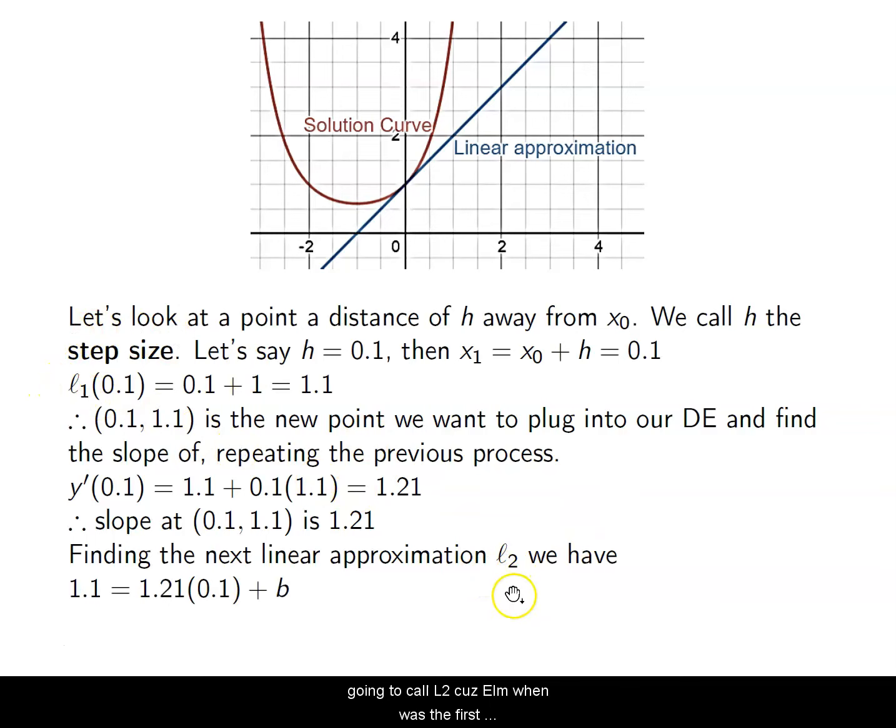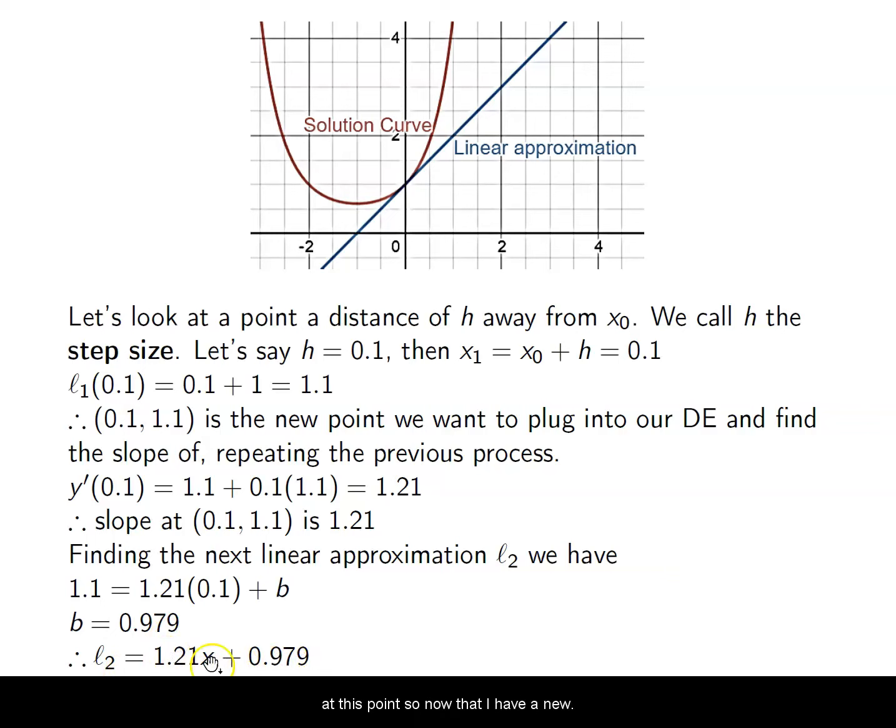So for L2, we're going to have y equals mx plus b, where I'm going to plug all that in. I have x, I have y, I have my slope m. So I'm just plugging in. I find my value of b. Once I have b, I can throw that together to find L2, right? L2 equals mx plus b, right? So this is the slope at this point.